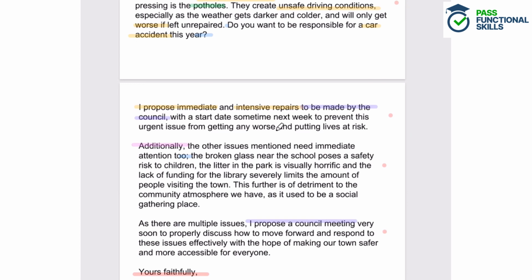Remember that whenever you're writing to complain, you should remain reasonably formal because you want to persuade the reader to take you seriously and actually address the issues. If you start attacking the reader or calling them evil and exaggerating the issues, then they're unlikely to be persuaded by your writing. So just think carefully about what you're trying to achieve. The tone of the writing is generally quite serious and urgent, so we're encouraging the council to act immediately.